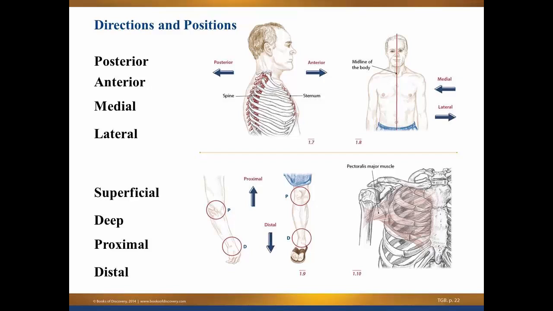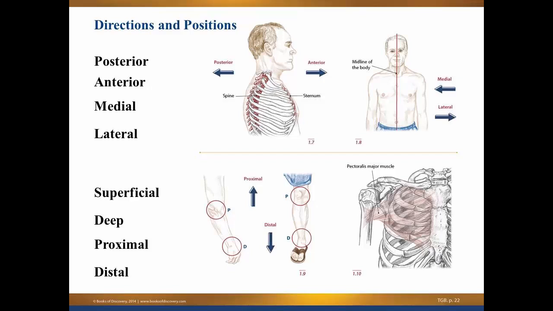Likewise, superficial and deep are familiar terms. Superficial is just right on the surface. Deep is further down below the surface. Proximal and distal can sometimes be confusing. Proximal is closer to the midline of the body and also above. Distal is further away from the midline of the body. Proximal is normally the start of a bone, and distal is normally the end.